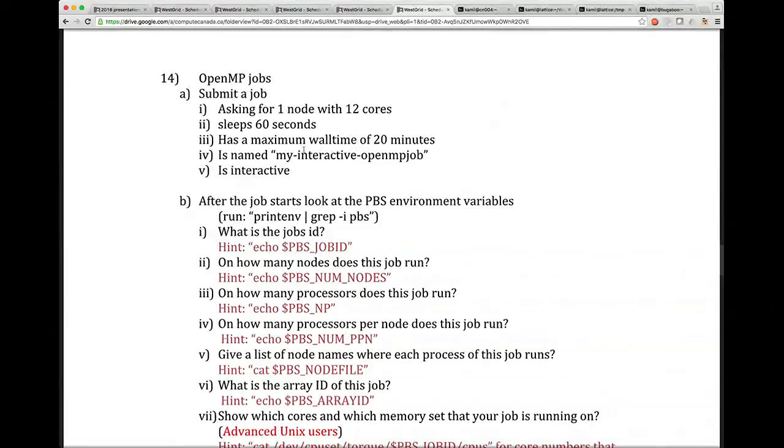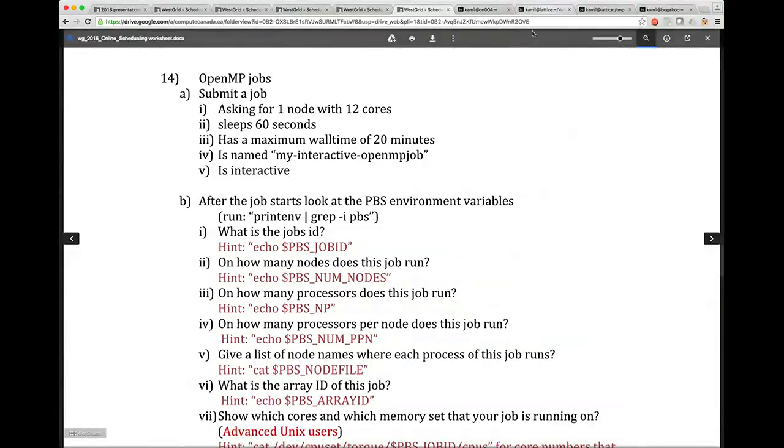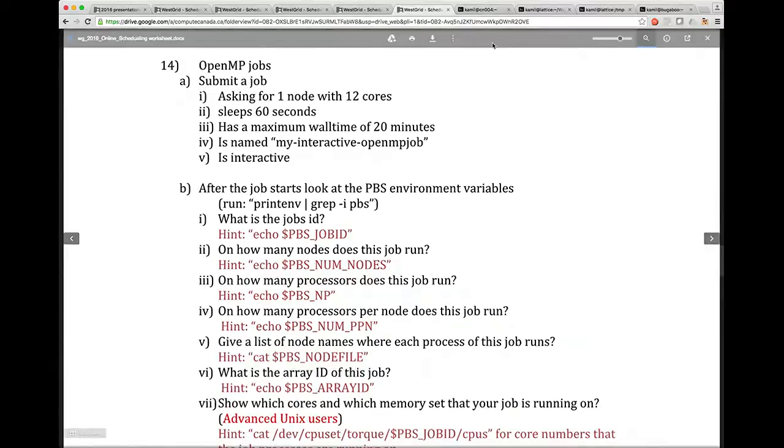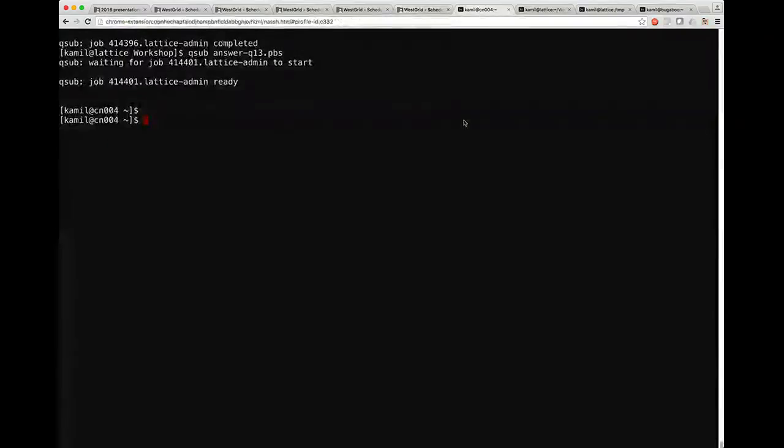Question 14, we're going to start an OpenMP job. And we'll look at the same results. It's basically an interactive OpenMP job.